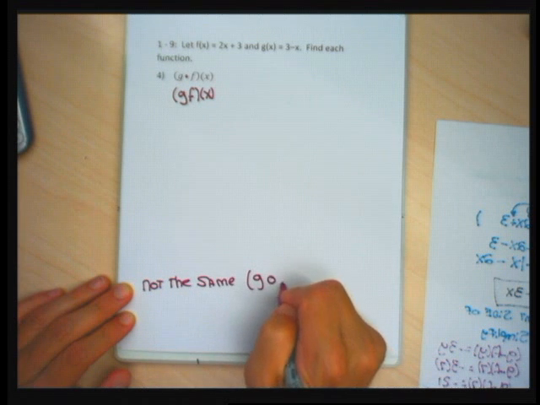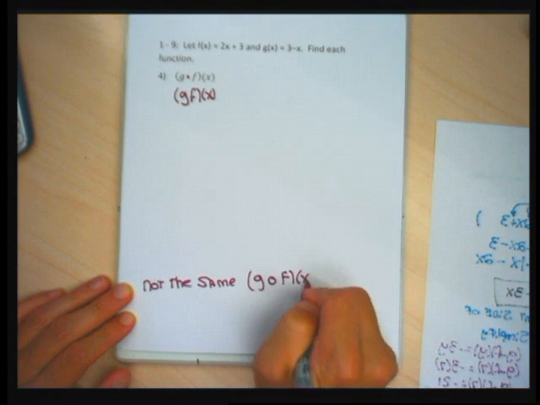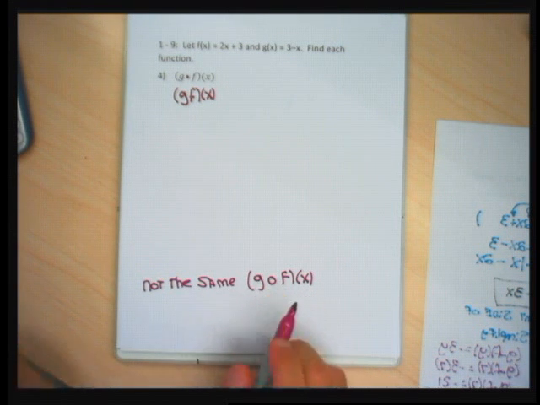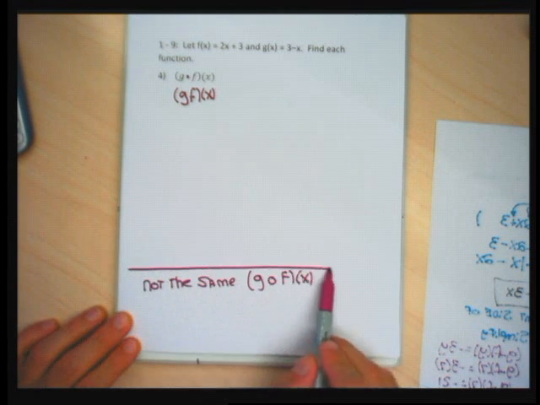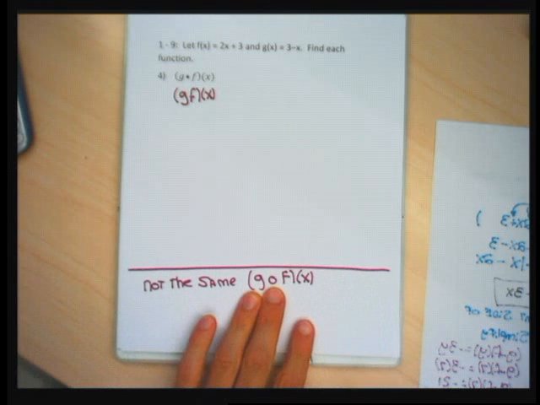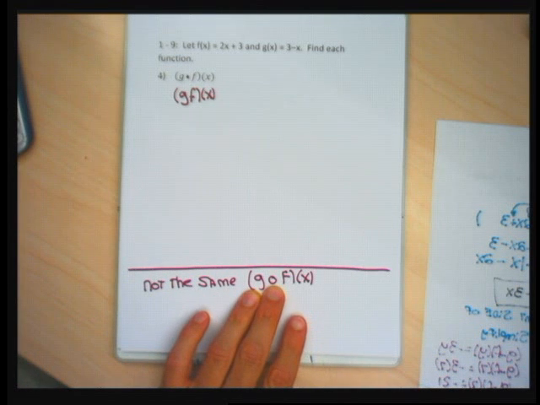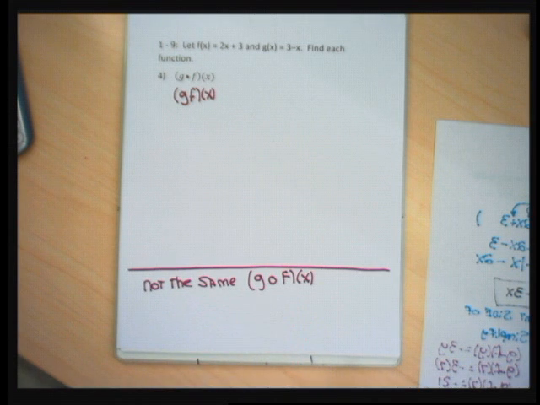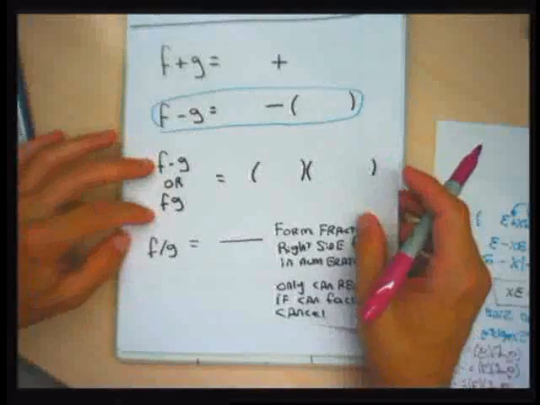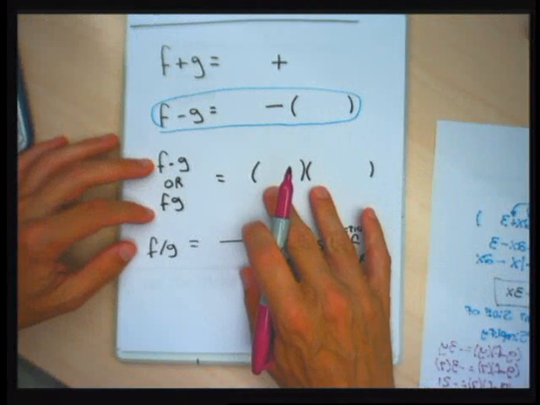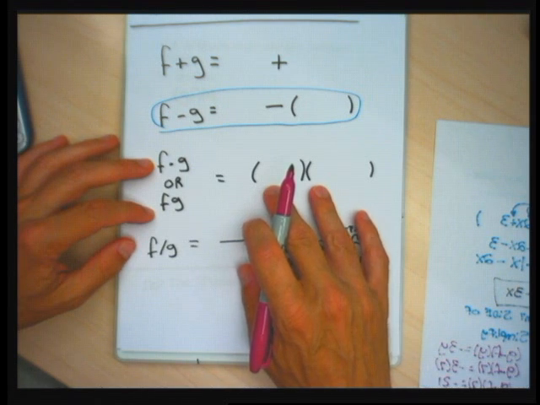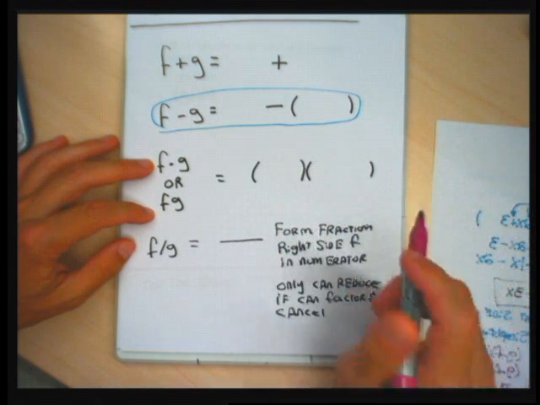This I read as g composed with f of x, and that doesn't mean multiplication. That's a symbol that looks like multiplication that doesn't mean multiplication. It is an operation that's completely unique to functions. So as I look at my template, my template for multiplication says I need parentheses, and 2 sets of parentheses.